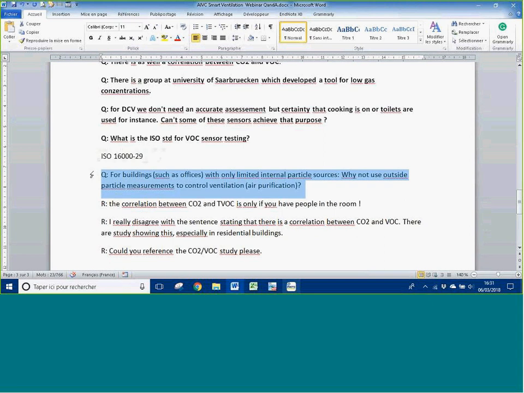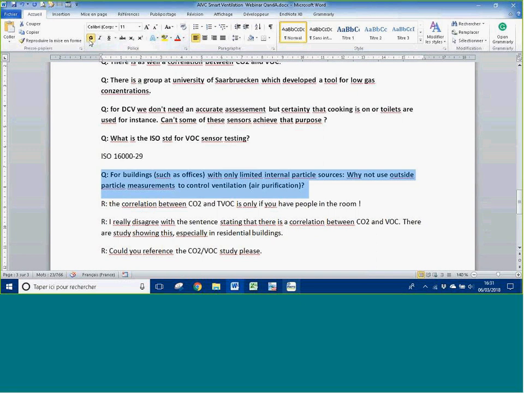So for buildings such as offices with only limited internal particle sources, why not use outside particle measurement to control ventilation or air purification? That was a tricky one for the last one. Thank you, Valerie. I'm not doing the question. Yes.